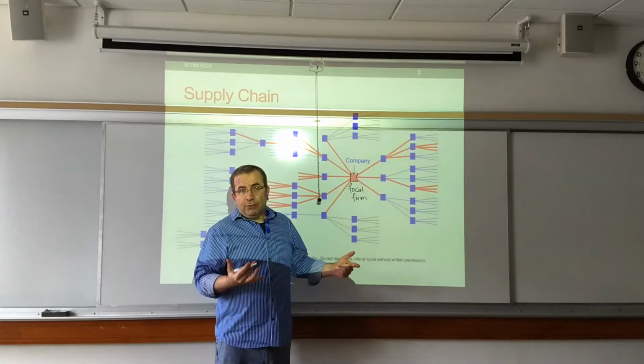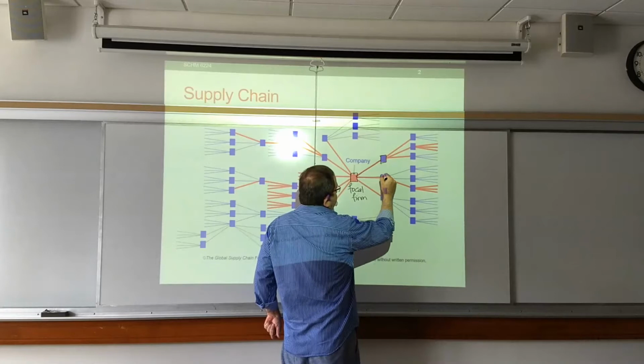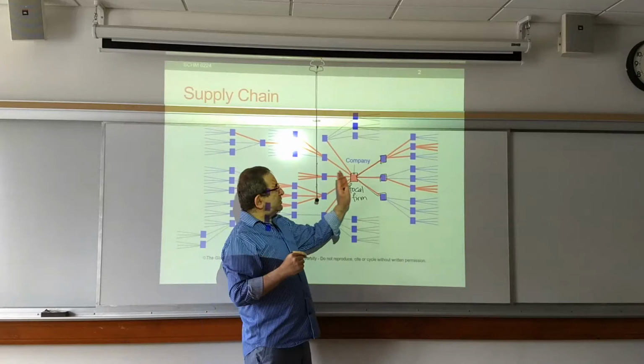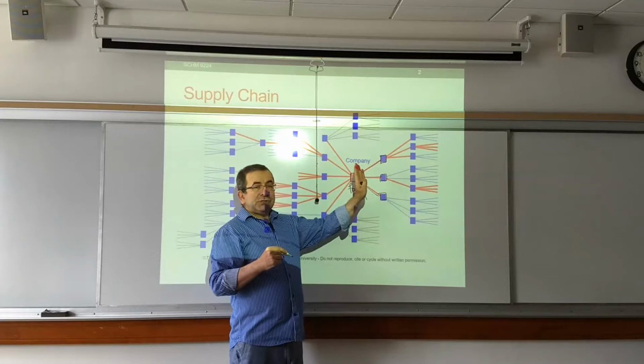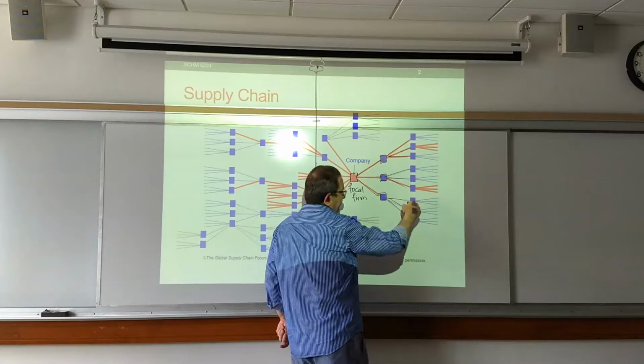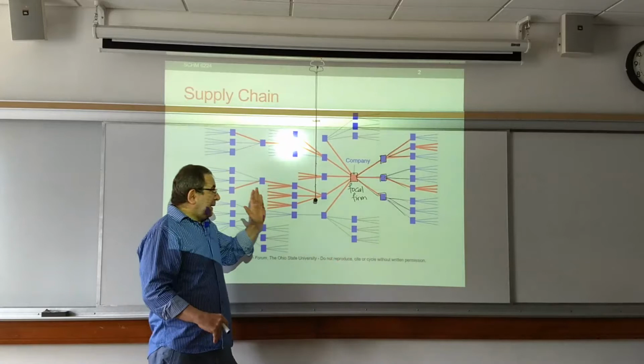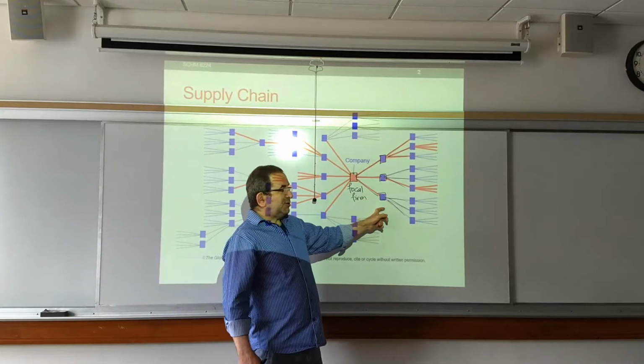So the focal firm will have customers. For example, this is a customer, this is another customer, this is another customer, etc. These are the direct customers of the focal firm, and these customers will have their own customers. Here are some customers of this customer, customers of this customer, etc. And then these customers will have their customers, etc. Now the question is, will this go on forever?